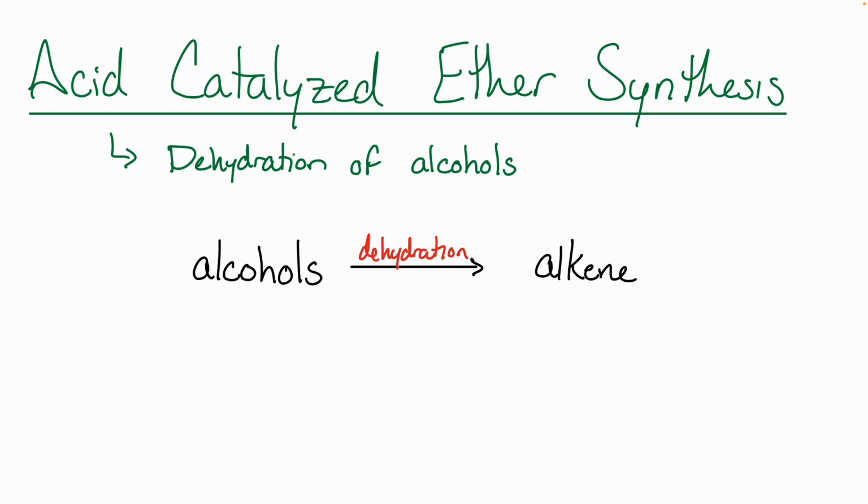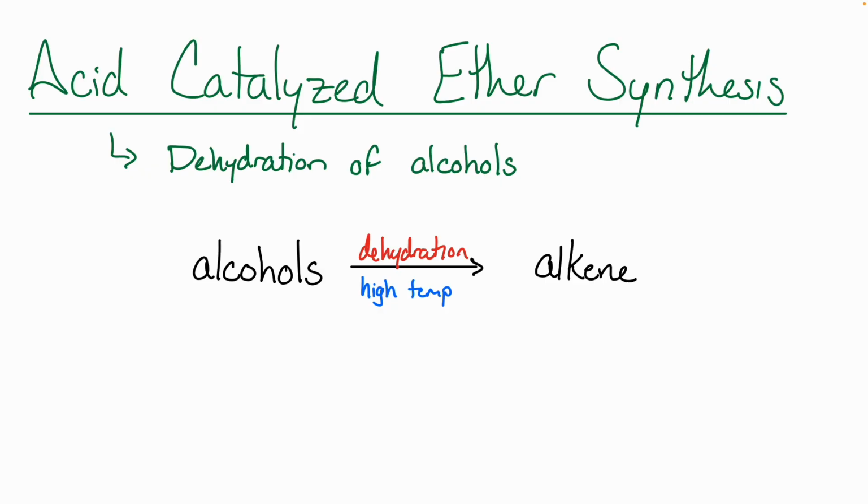And we also talked about how this had this entropic control to it, where this reaction wouldn't happen unless you were at really high temperatures, where that entropy term would dominate. And that's really important here. We have to have really high temperatures in order to dehydrate our alcohols to our alkenes.